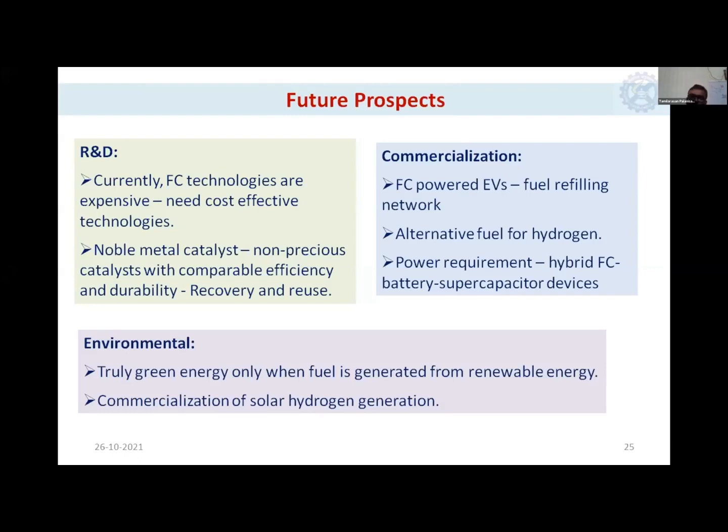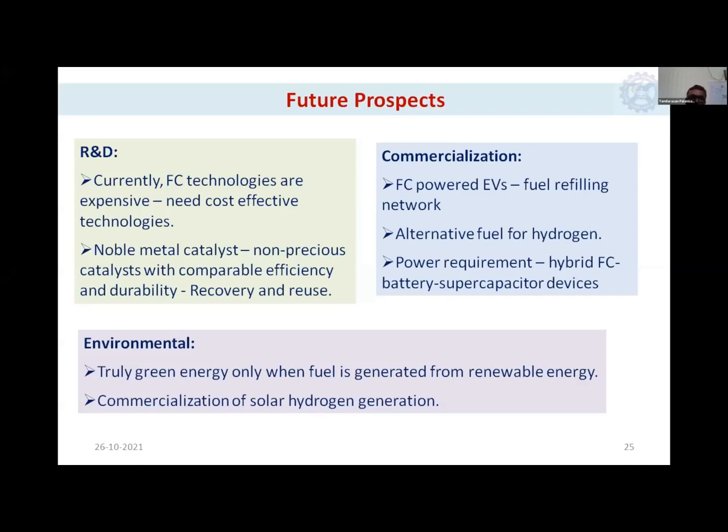And alternative fuel for hydrogen, obviously hydrogen is, as we have seen, a dangerous one. The safety measures are not, I mean, we have to take a lot of safety measures to use hydrogen. And while you are using fuel cell based electric vehicles, the power requirements have to be met. That is one more big limitation.